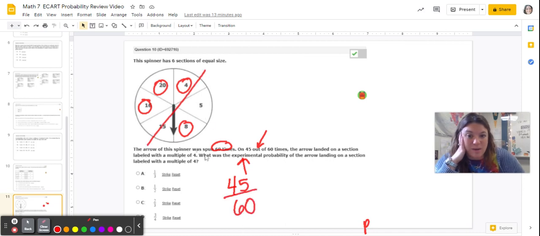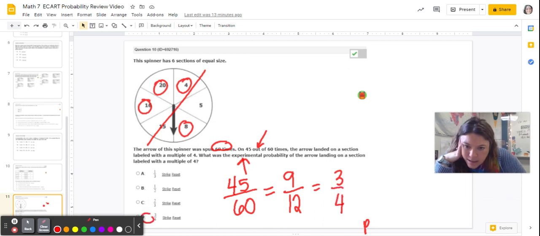So I don't even need to look at my spinner. I just need to look at my data. This is how many times they spun it and got a multiple of 4, 45 times. And then simplifying this, I could divide them both by 5. So that would be 9 over 12. And I can divide those both by 3 and get 3/4. D.